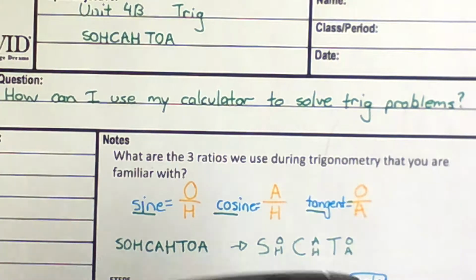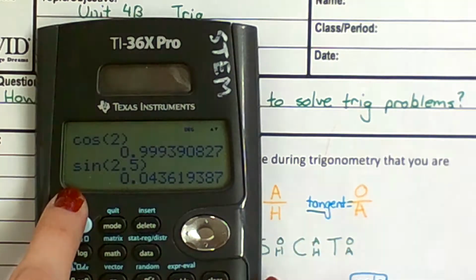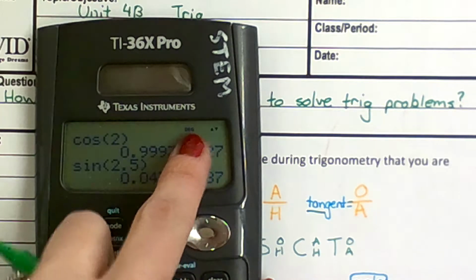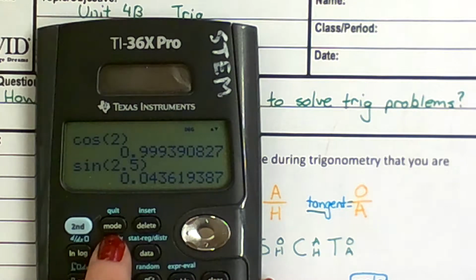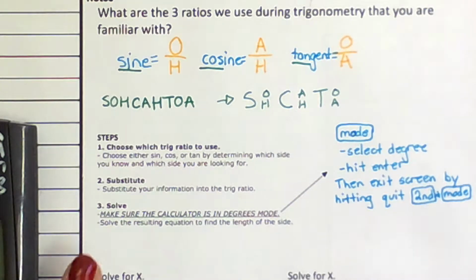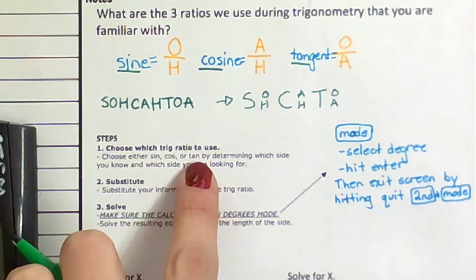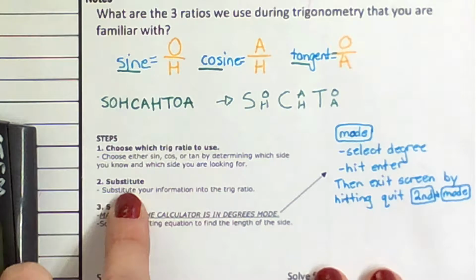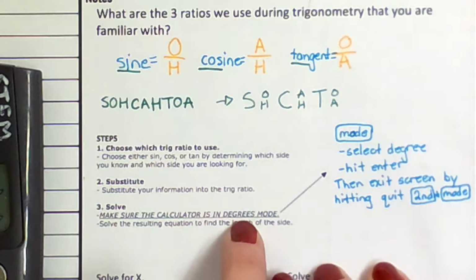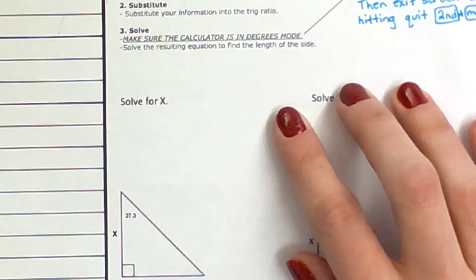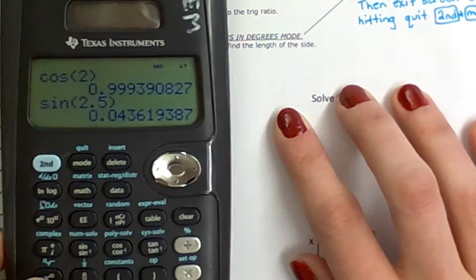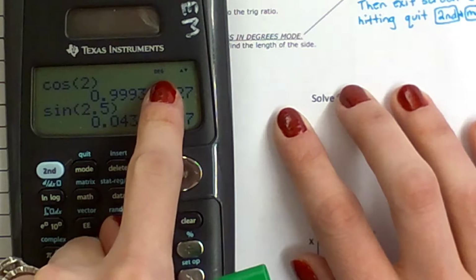Now, to make sure that you are getting the proper answer, you do have to make sure that your calculator is in degree mode. So always you can do that by, I've got my steps over here. So when we're still solving like normal, where we choose our trig ratio, we're going to substitute in our values, and then we're going to solve. But when we're using our calculator, we have to make sure we are in something called degrees. So when we plug in our number, we're saying this is a degree value. So on your calculator, you have to make sure that this says degrees.